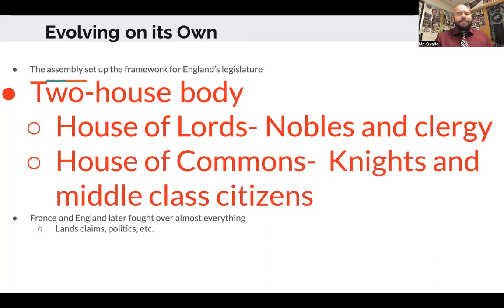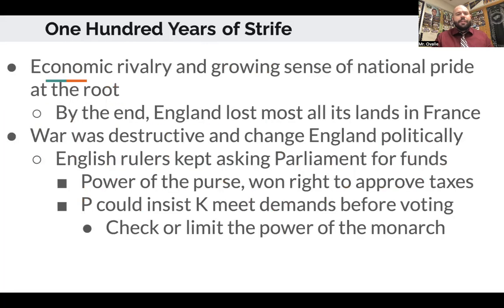Test question. So France and England later will fight over almost everything and anything: land claims, politics, women, soccer teams. Just kidding, soccer wasn't invented back then. So you have 100 years of strife. Economic rivalry and a growing sense of nationalism were at the root of this struggle. But in the end, England will almost lose all of its land claims in France. This war was destructive and it changed England politically.